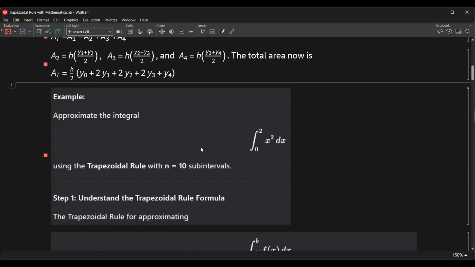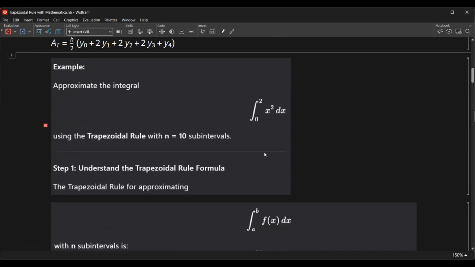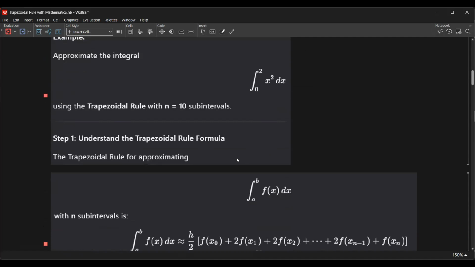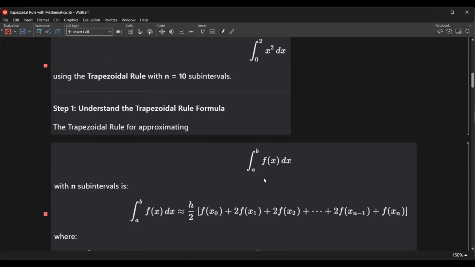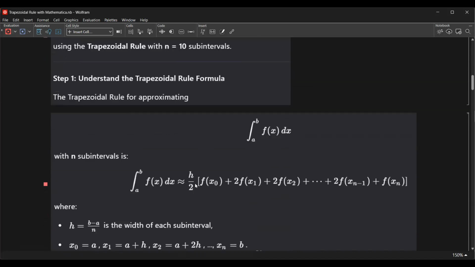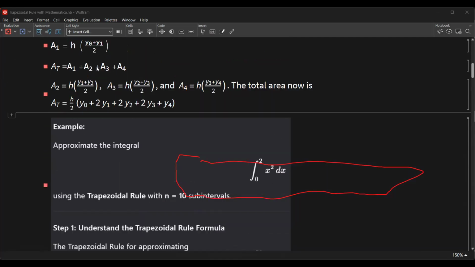So for our example here, approximate the integral from 0 to 2 of x squared dx using the trapezoidal rule with n equal to 10 subintervals. So understand the trapezoidal rule formula for approximating the integral from a to b. So this formula here is this one. This is the same as the formula that we have here. Okay, so this is similar to this formula.